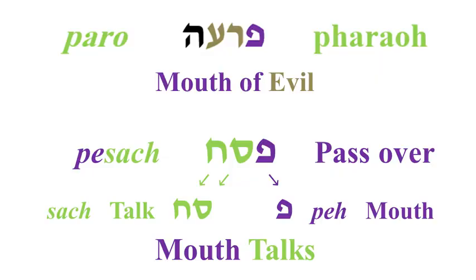Jews ask this question every year at Passover. Why do we celebrate this? Okay, and the mouth talks, Pesach. They tell their children, and their children tell their children. And it's been going on forever, as the verse says. Beautiful. Quite a difference compared to Pharaoh, the mouth of evil, versus Passover, the mouth talks. Love it.